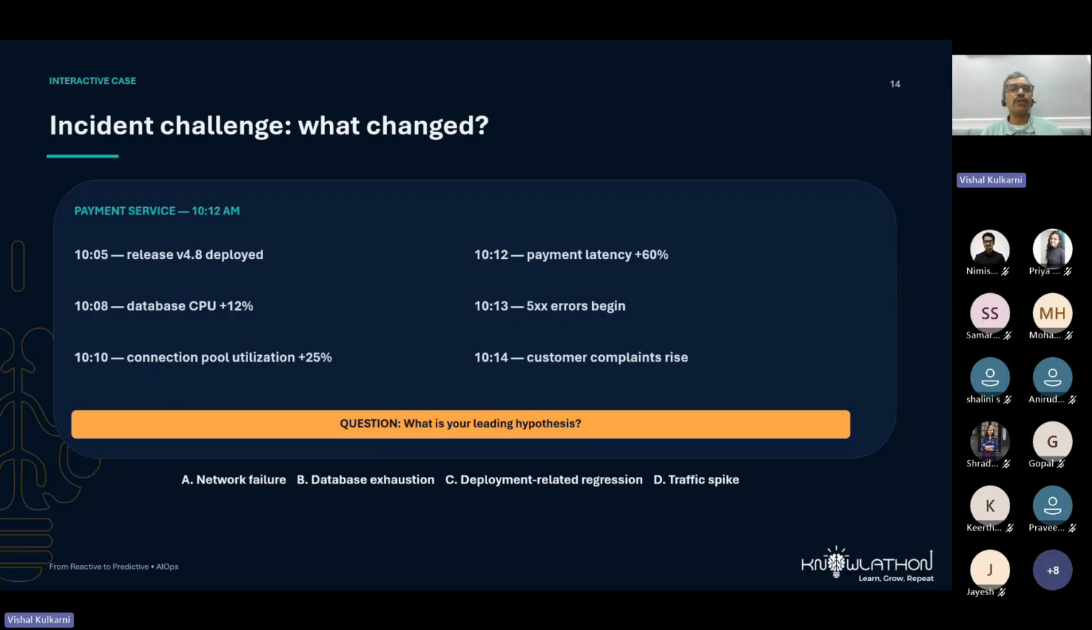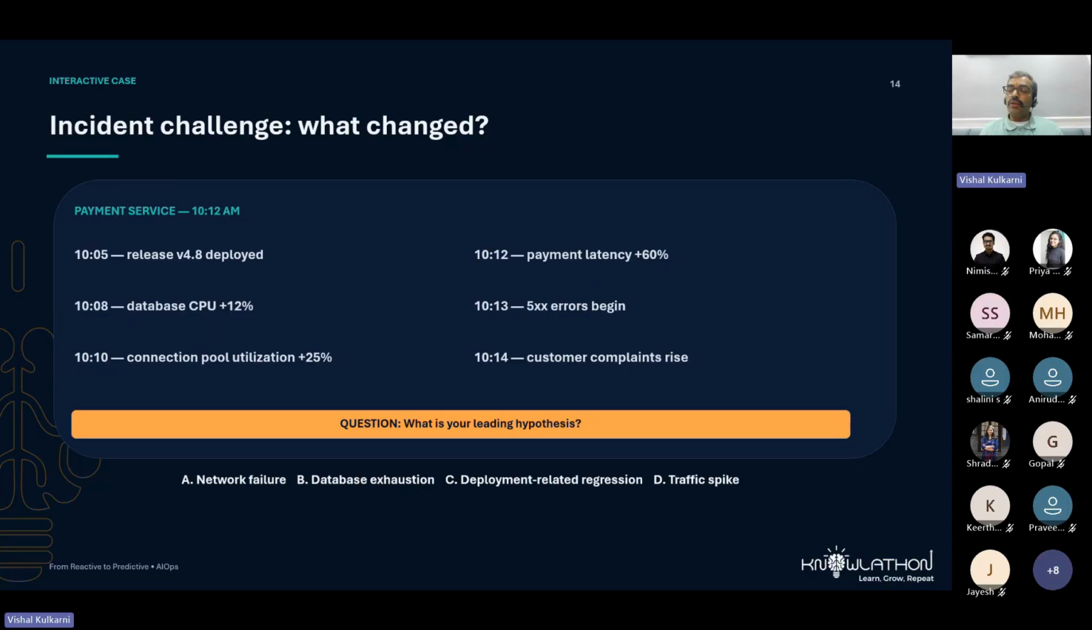Incident challenges: what has changed? The example we were talking about, the payment services. At 10:05, a new version is deployed. At 10:08, database CPU is up 12%. At 10:10, connection pool utilization is 25%. At 10:12, payment latency is up 60%. At 10:13, 500 errors begin, and then at 10:14, the customer complaints start.